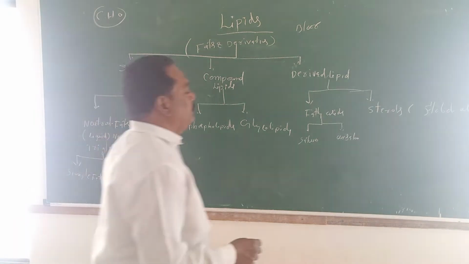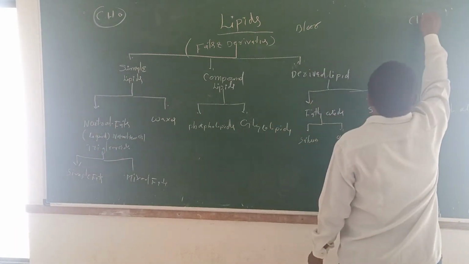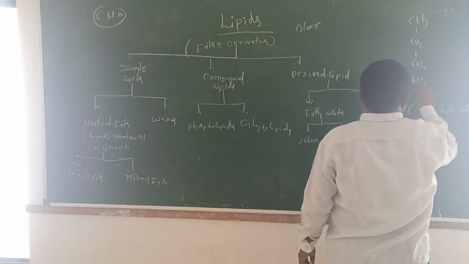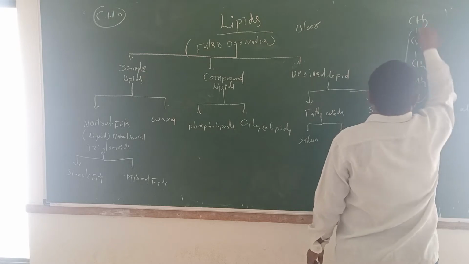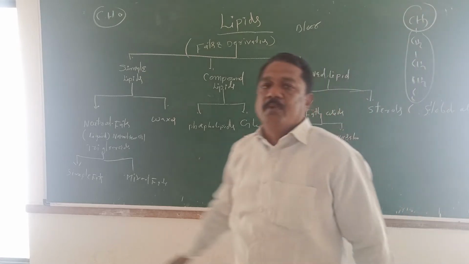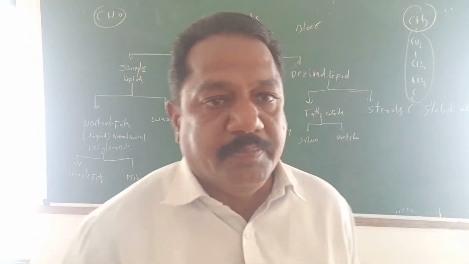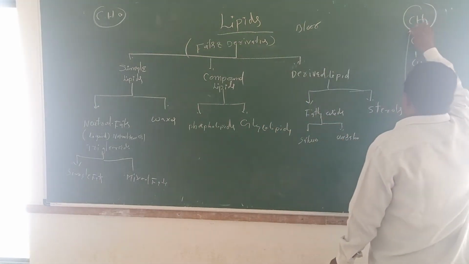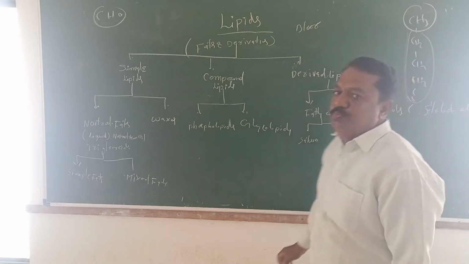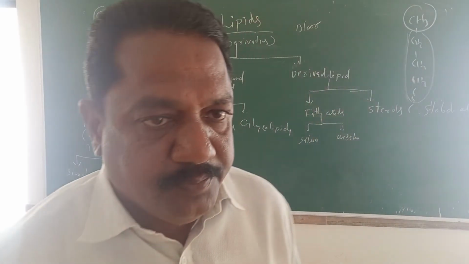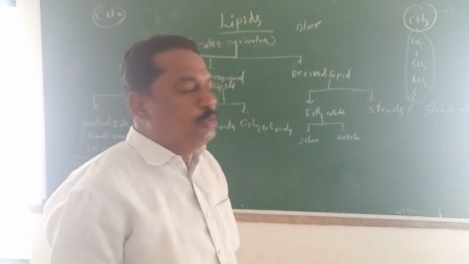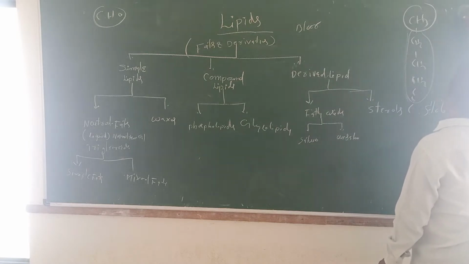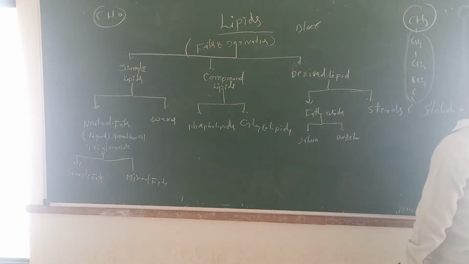Now listen, CH3, CH2, CH2, CH2, CH2. In every lipid molecule, two important parts are present. One is the head. CH3 is called the head. The remaining CH2 parts come under the tail. Every fat molecule has two parts, a head and a tail. Generally the fat diagram is described in this fashion.